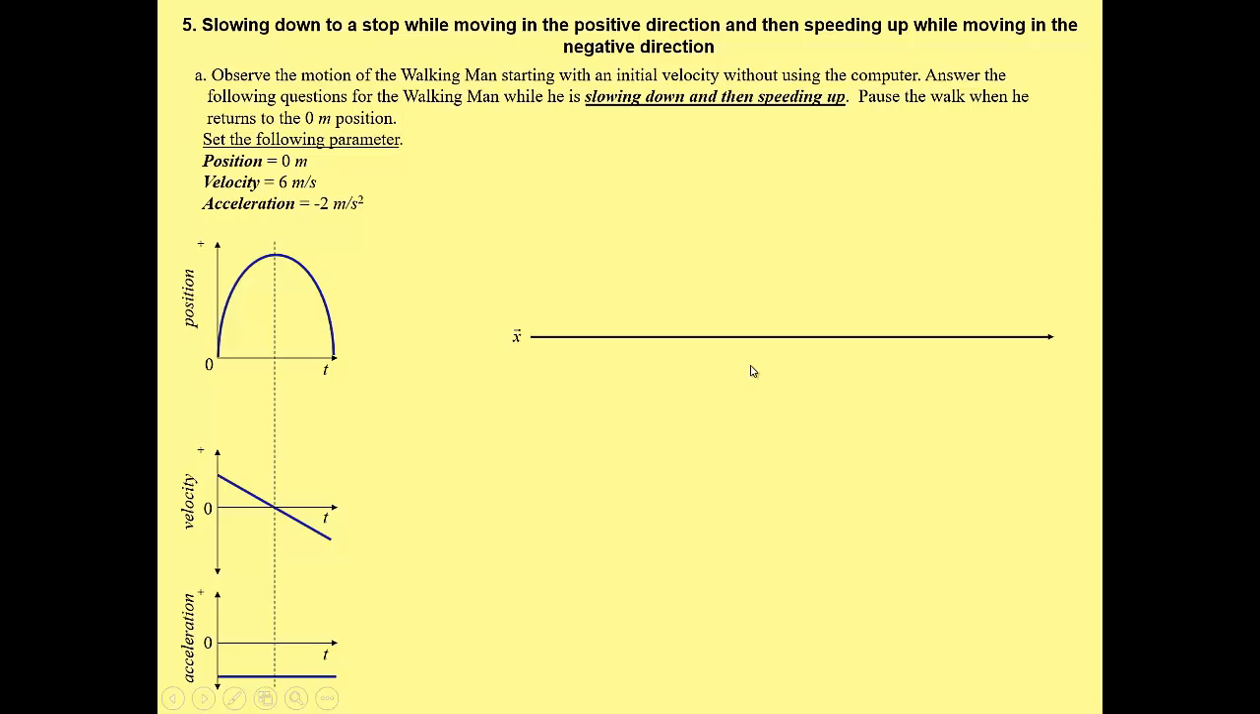Okay. Now, let's draw the motion map. He starts out at position 0. He's going very fast to start out with. Well, relatively fast, 6 meters per second. So the dots are going to be far apart, but then he's slowing down, so the dots are going to get closer and closer.